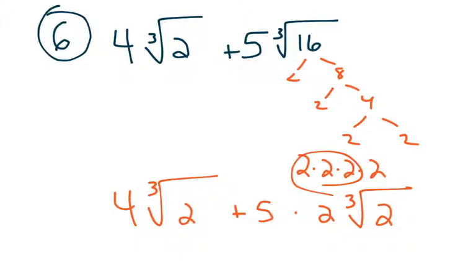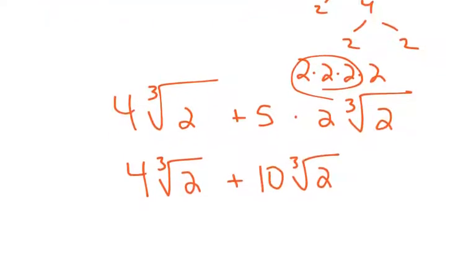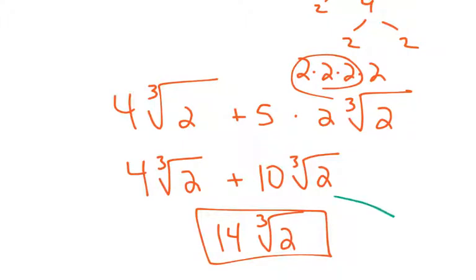What do you do with that 2 and the 5 that was originally in front of it? They get multiplied together. So now I've got 4 the cube root of 2 plus 10 the cube root of 2. Now they're like terms, and now I can add them together. And the final answer would be 14 the cube root of 2. And just as in the last problem, I remind you, remember that this was not a square root. It's a cube root. And if you write your final answer and you forget the root index, I will take off points.